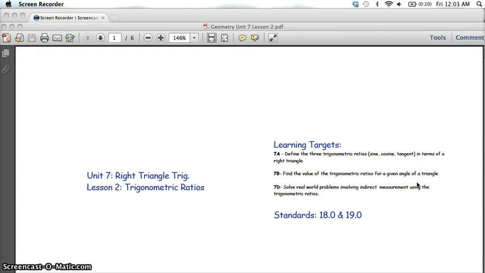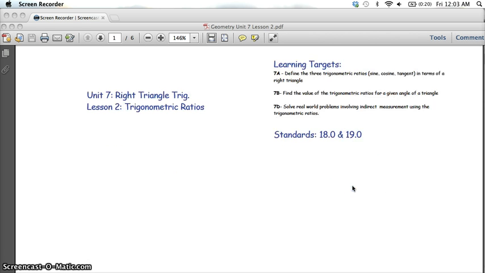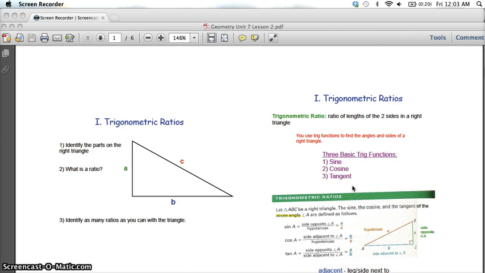So we are on Unit 7, Lesson 2. We're going to talk a little bit about trig ratios. So what we're going to be doing is talking about the different types of trigonometric ratios in triangles. So first off, let's just look over here.